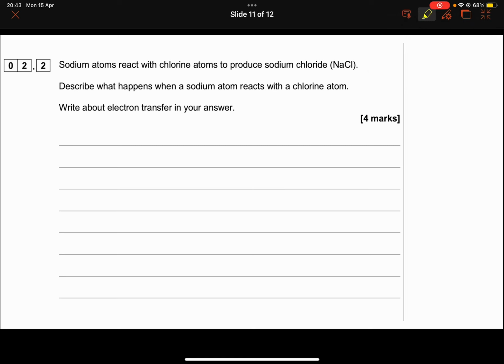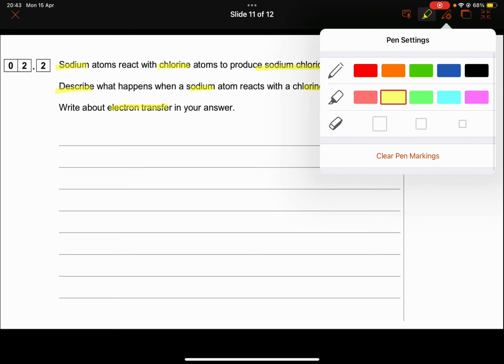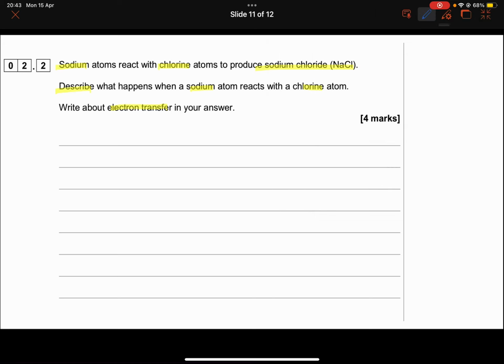Next question, so we've got sodium. Sodium's a common theme in these questions. Sodium reacts with chlorine to produce sodium chloride. Describe what happens when sodium reacts with chlorine, and we need to talk about electron transfer. If you actually can pick apart the question, it's some very easy marks that we can be picking up. So electron transfer, it wants us to talk about bonding.